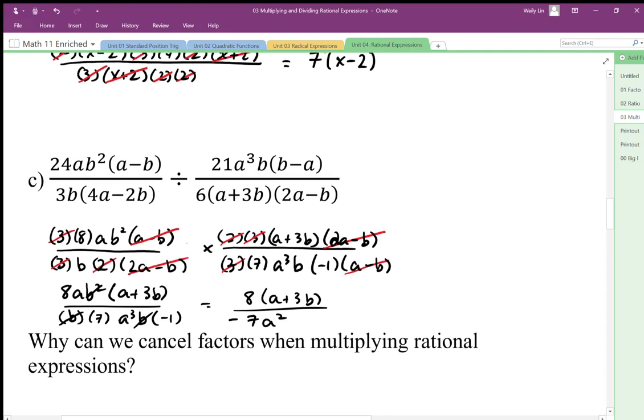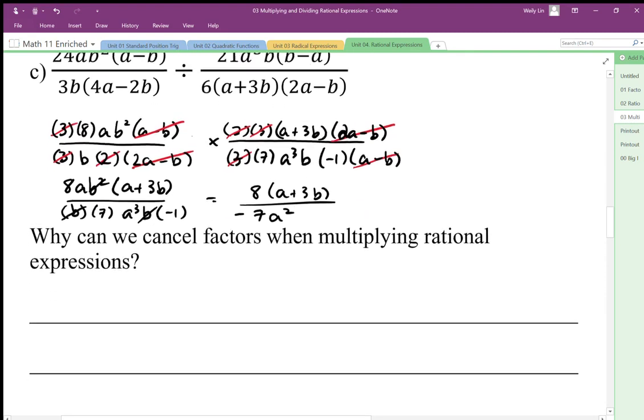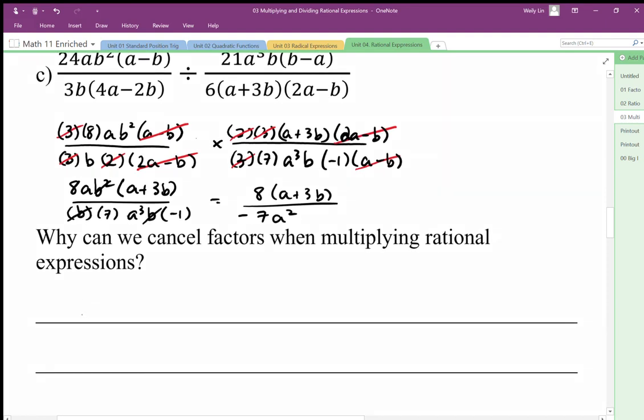So why can we cancel factors when multiplying rational expressions? Because in general, times undoes a divide. And that's the reason why we cancel out factors. We're just basically undoing a times with a divide.